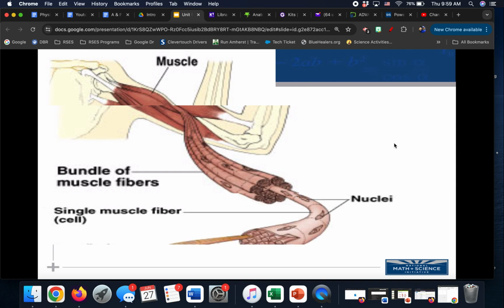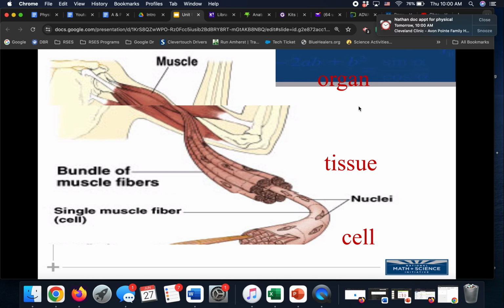Here's our big picture stuff again before we get into the nitty-gritty. The muscle is our organ. A bundle of muscle fibers is our tissue. A single muscle fiber is a cell. And there's our levels of organization that we learned about really early in the year.